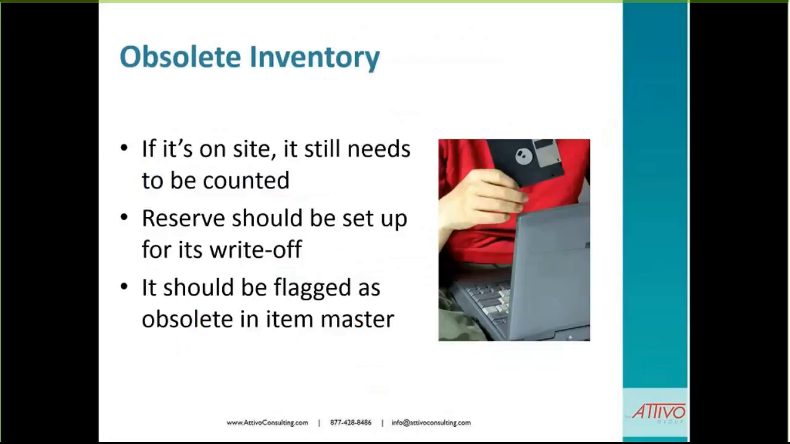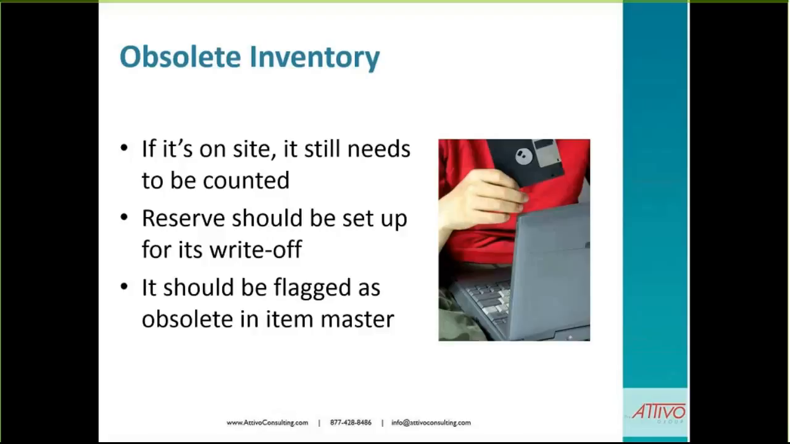So let's talk just a little bit about obsolete inventory. Whenever we're doing a physical count, we want to make sure that we count everything. If it's still on site, it still needs to be counted. Even if it's obsolete, even if it's damaged, everything that's on site needs to be counted in a physical inventory. You should reserve a sufficient amount for the write-off. And finally, you should also flag the obsolete item in the master file.